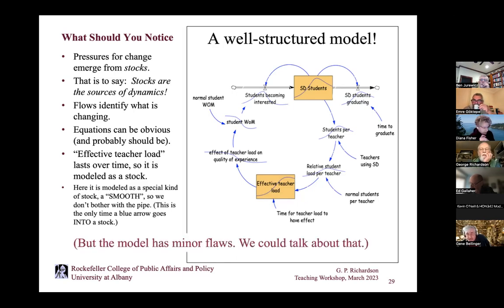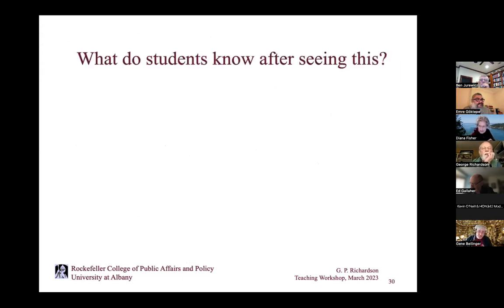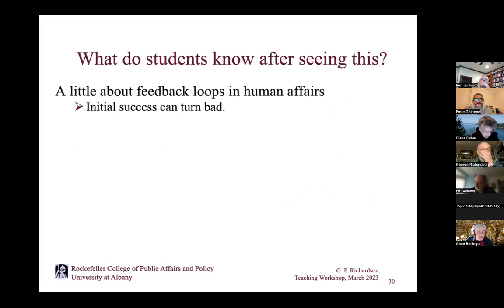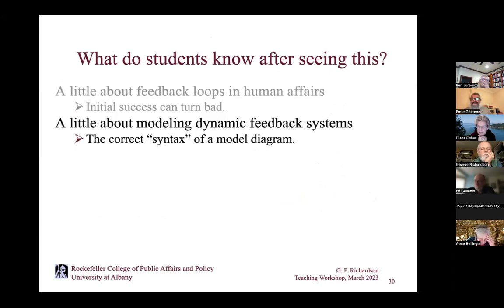All right. The model has minor flaws. We could talk about that. What do students know after they see this and preferably play with it? They know a little bit about feedback loops in human affairs. In particular, you run this model and initial success turns bad because of a feedback loop.